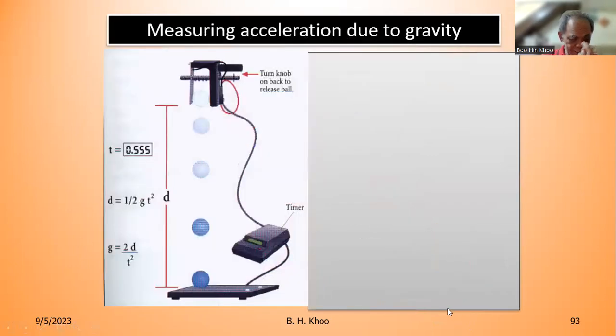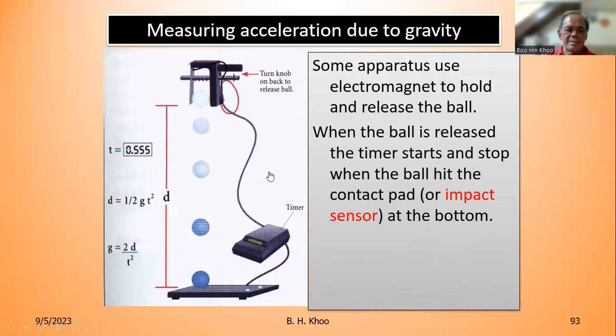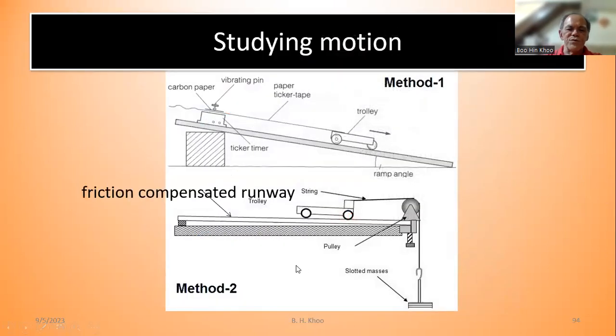Right? There are various gadgets in the market for measuring acceleration due to gravity. Some apparatus use an electromagnet to hold and release the ball. When the ball is released, the timer starts. It is connected to the timer and stops when the ball hits the contact pad or impact sensor. There's an impact sensor there at the bottom. Right? These are just for info. These are various apparatus we can use to study motion.